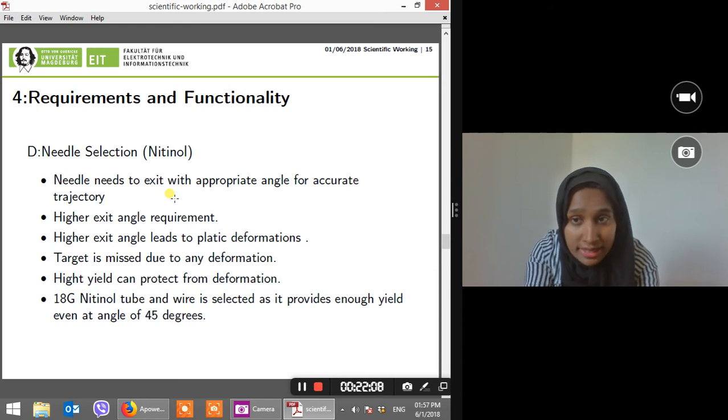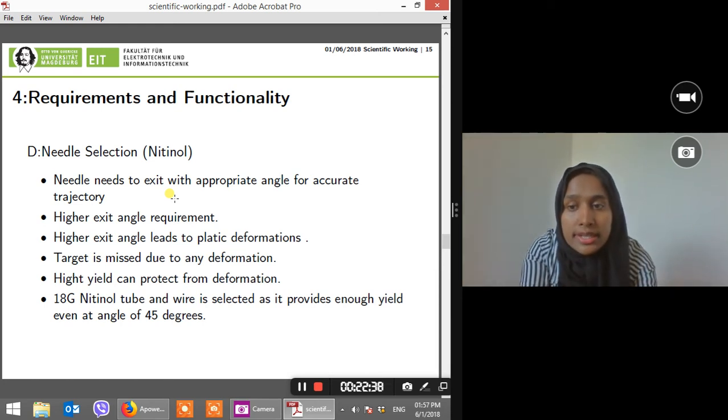So when the exit angle is higher and we are using a plastic needle which deforms, the target is missed. A material with high yield can protect from the deformation, so that we can accurately target the prostate tissue. So the nitinol tube and wire is selected. It provides enough yield and affords an angle of 45 degrees, which, as we discussed, we need for full coverage of prostate tissue.